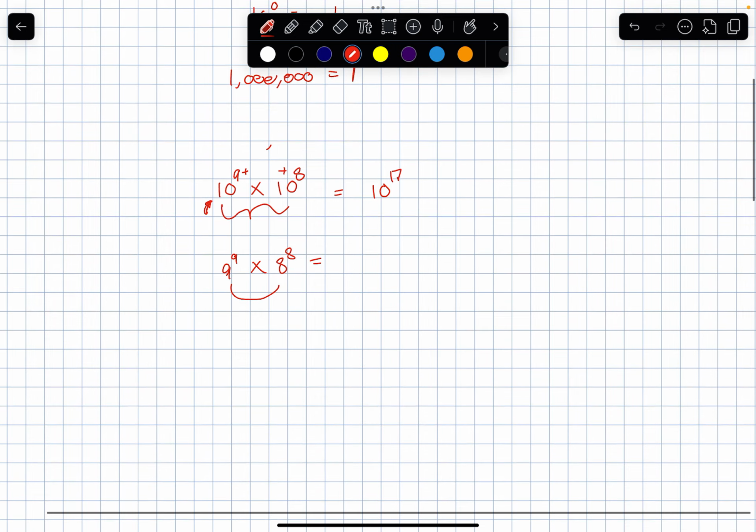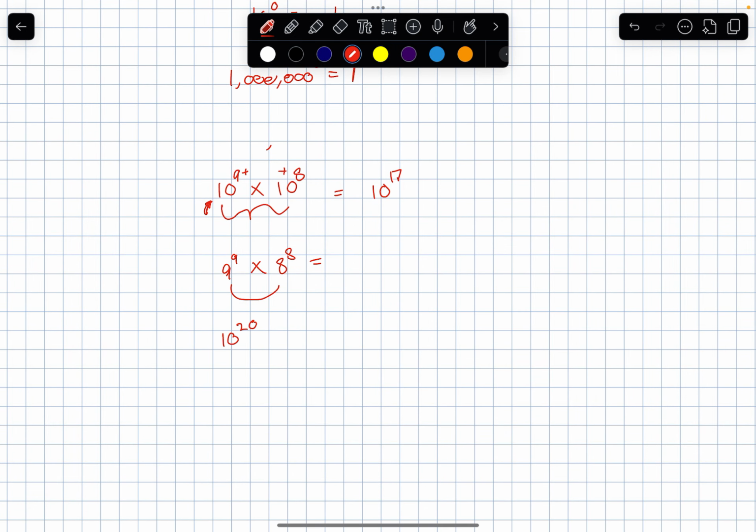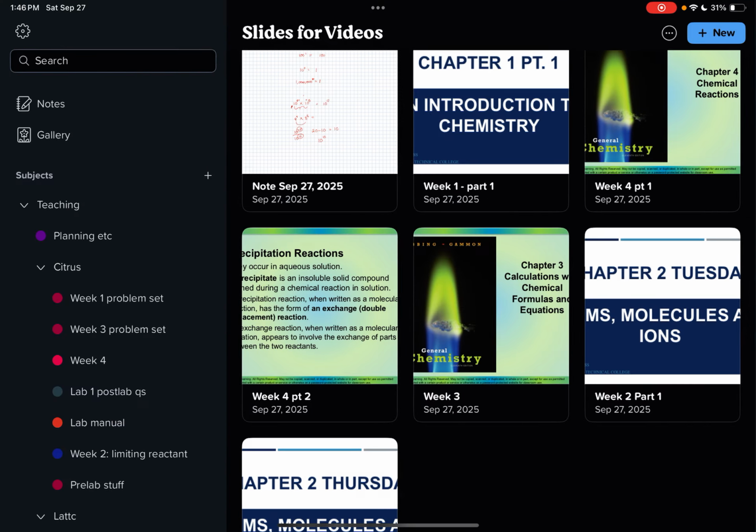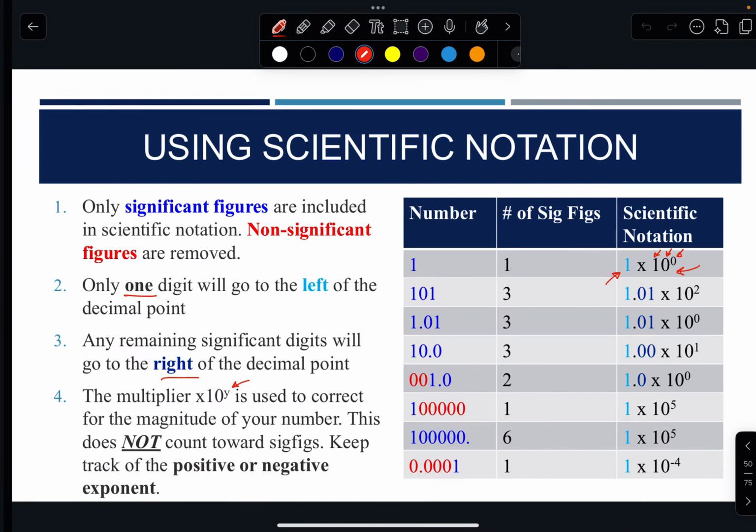The same thing works for division. If you have 10 to the 20th divided by 10 to the 10th, you're going to take those exponents and subtract. So that's going to be 20 minus 10. That'll give you 10. So your value is going to be 10 to the 10th. Okay, that was just a quick intermission, but let's get back to where we were.